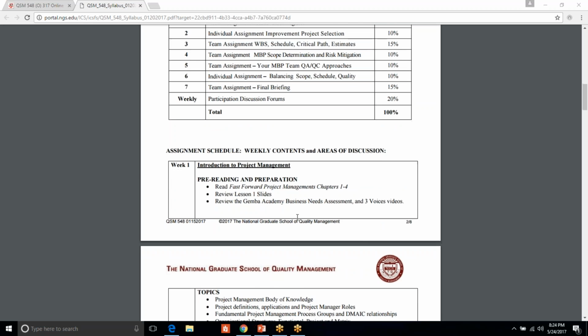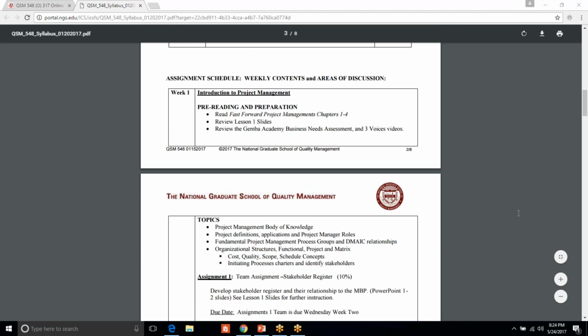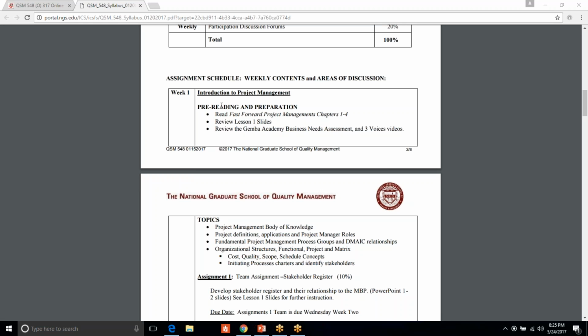So let's look at week one. In week one, we were asking you to read the first four chapters of the Fast Forward Management book and to look at the slides in advance of the class. And I find advance reading of the slides helps, quite frankly, guide your questioning and maybe even unpack the content that we're looking to go through in each evening in greater depth.